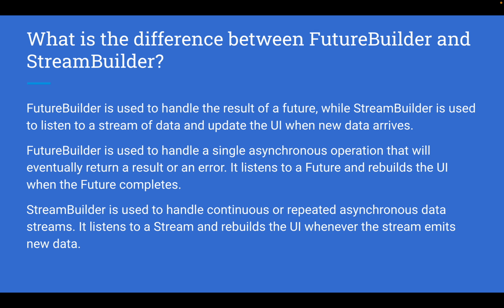The FutureBuilder is used to handle a single asynchronous operation that will eventually return a result or an error. It listens to a Future and rebuilds the UI when the Future completes. It rebuilds only once, and the StreamBuilder is used to handle a continuous or repeated asynchronous data stream. It listens to a stream and rebuilds the UI whenever the stream emits new data.